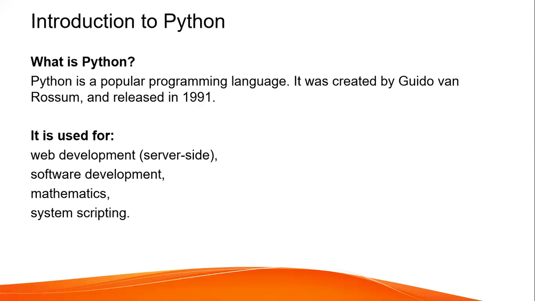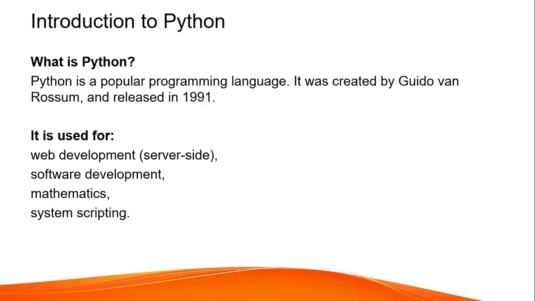Of course, Python is a popular programming language. It was created by this man, Guido van Rossum, whose name you see on the screen, and it was released in 1991. It means that we are dealing with a language that has been in the system for long. But C++ is obviously older than Python.